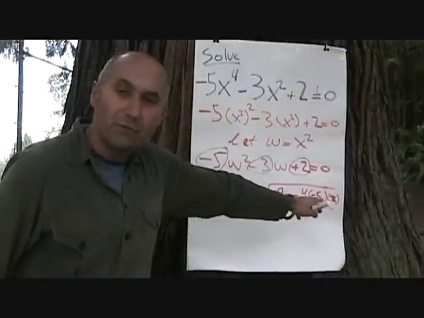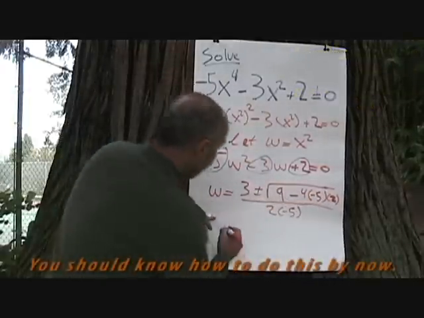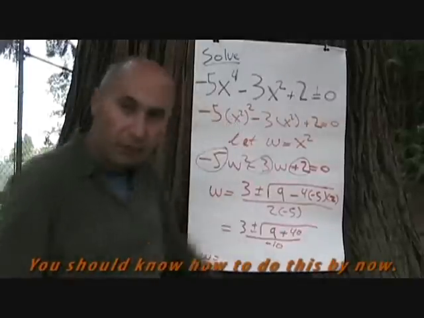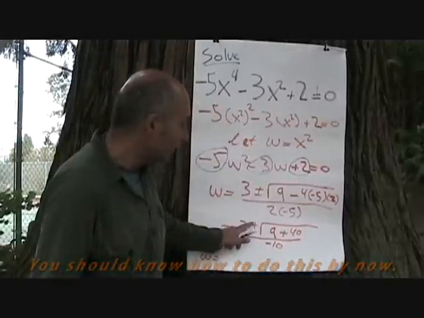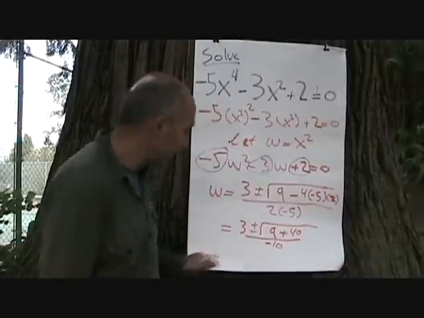So all we've got to do is simplify this right now. So w is going to be equal to 3 plus or minus 7 over -10.